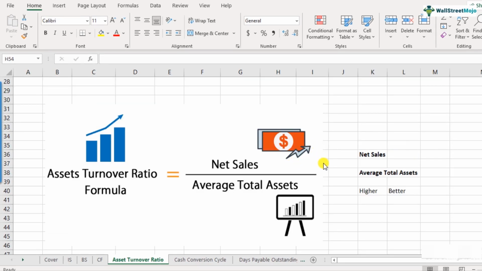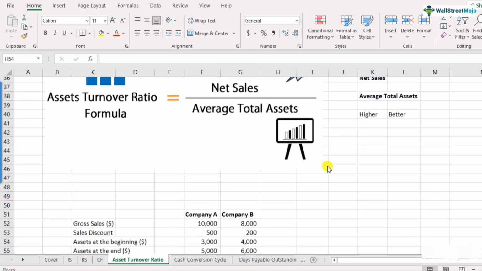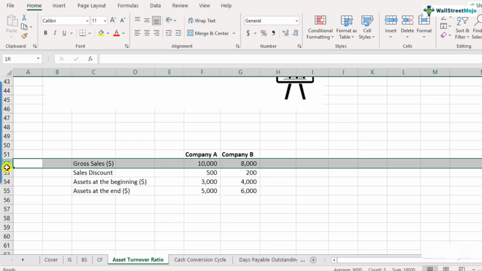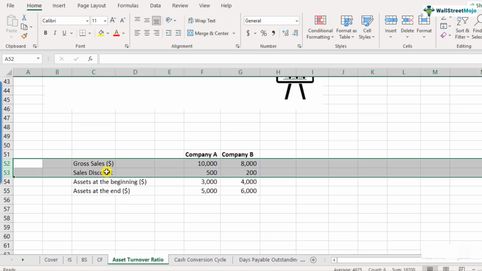So let us now take an example to understand the asset turnover ratio calculation and its interpretation. Here we have data of two companies, company A and company B, and we have been provided with the gross sales data and the sales discount, as well as the assets at the beginning and the assets at the end. These two are the balance sheet items, and gross sales and sales discounts are the income statement items. We are expected to calculate the asset turnover ratio and see which company is performing better in terms of this ratio.